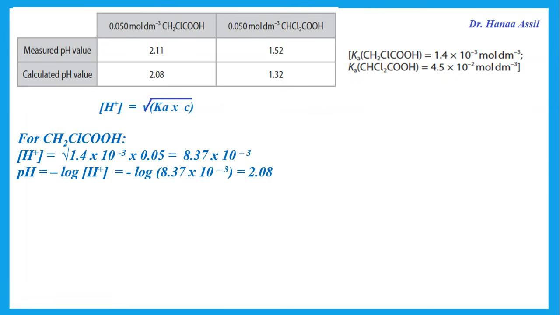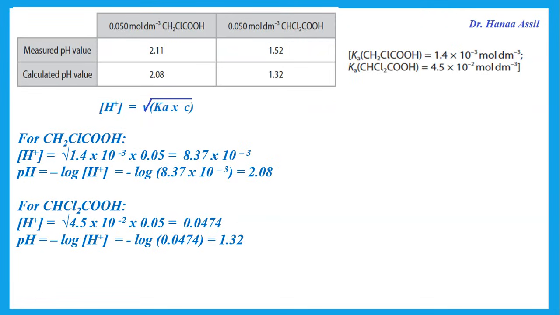Remember that we use that equation to calculate the concentration of H plus for a weak acid: square root of the Ka given times the concentration that we have up there, which is 0.05, and pH is minus log concentration of H plus ion. So the pH for that first one that has only 1 chlorine is 2.08. The same for the other one, the pH comes out lower. We said that is reasonable because the one that has 2 chlorines should be more acidic than the one that has 1 chlorine. Now, why the difference between calculated and measured?